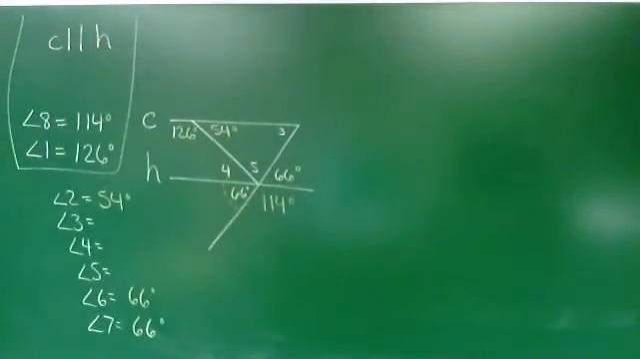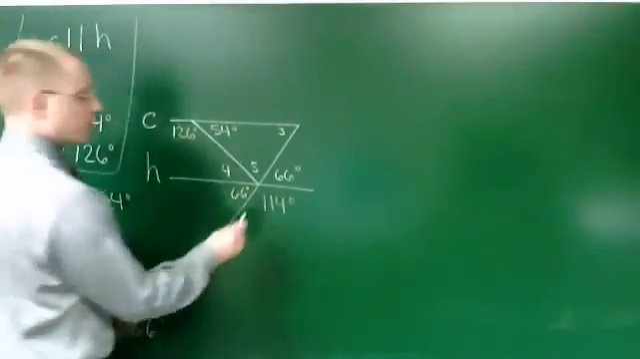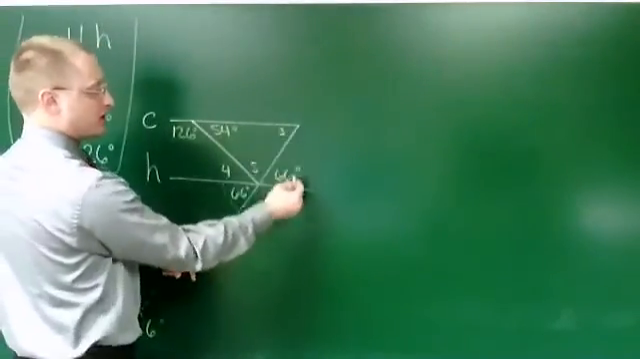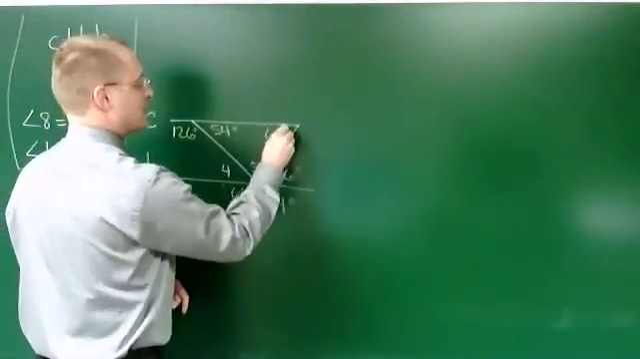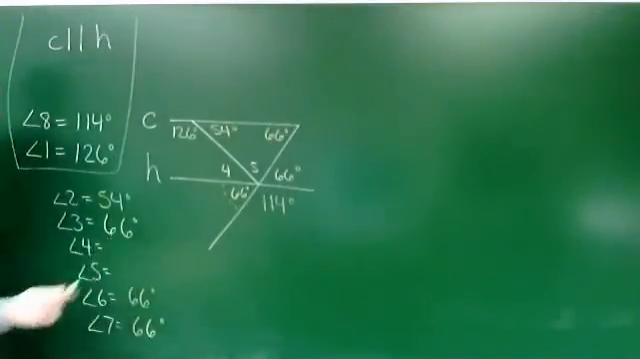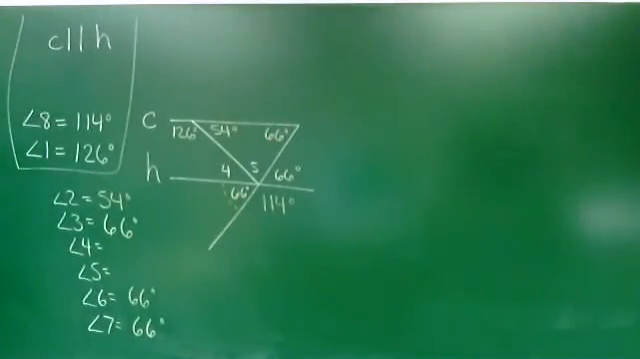Now there's another angle that should be really, really easy to find that you have to do absolutely no math whatsoever, Jamie. Would 3 be 66? Right, 3 is corresponding to 7, and it's also alternate interior to 6, so 3 has to be 66 as well for either of those reasons. So that required no math. The other two angles will require some math.